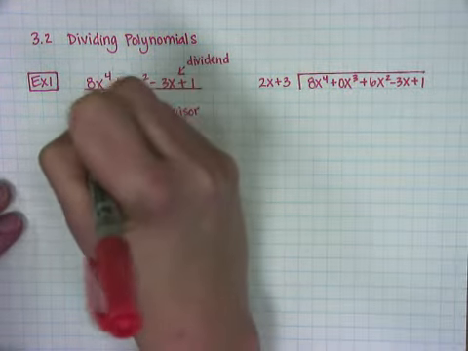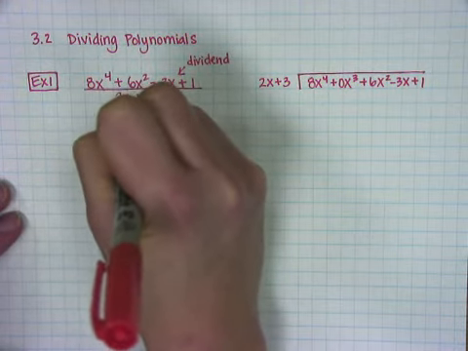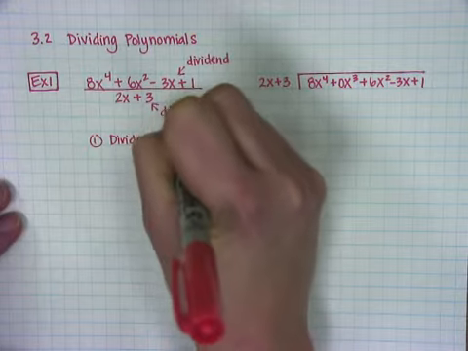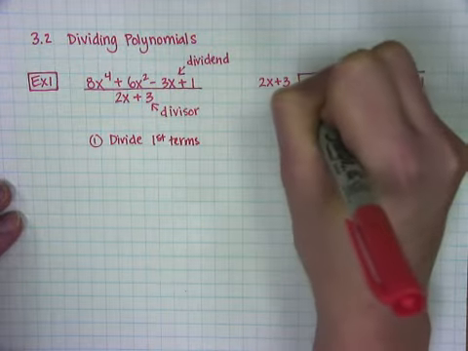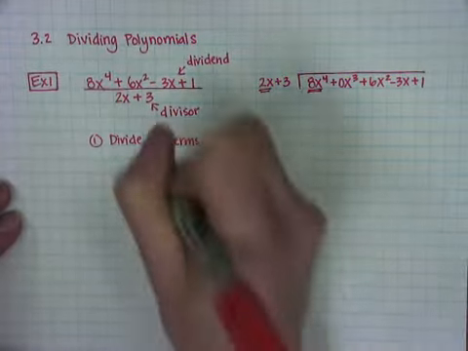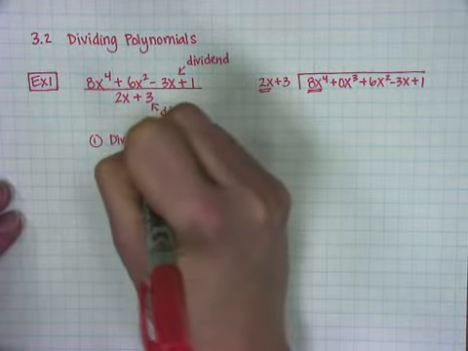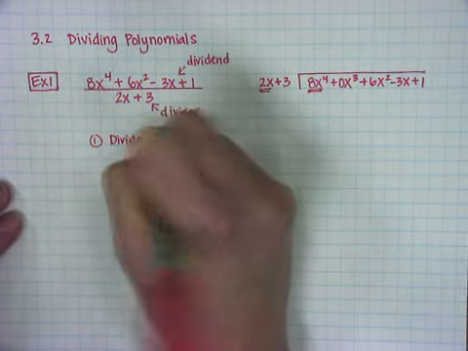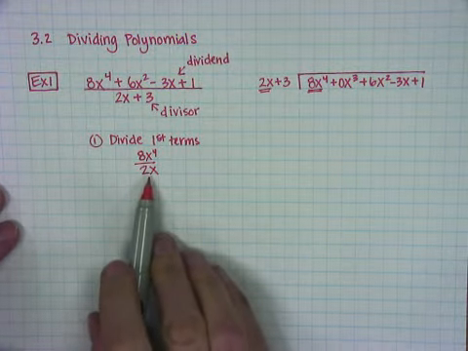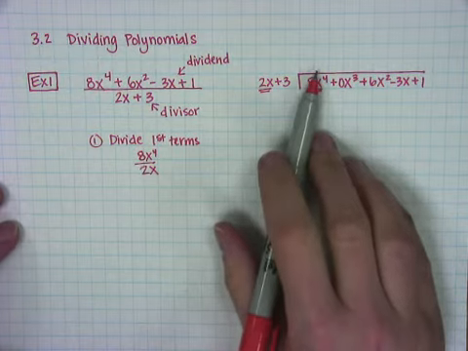Now the first thing that I'm going to do is divide. Specifically, you're only going to be looking at the first terms. So I'm going to look at this 8x to the fourth and this 2x. In my head, I'm going to ask myself, what is 8x to the fourth divided by 2x? You can show this work off to the side of your paper, or you can just do it in your head, either way. And my answer goes on top of the long division bar.